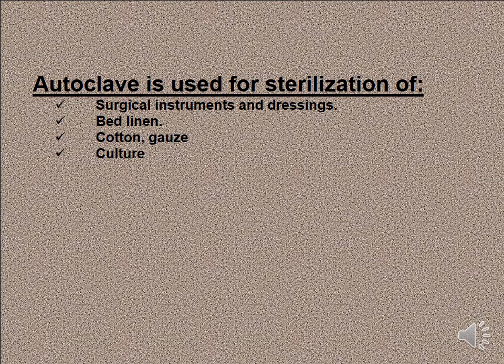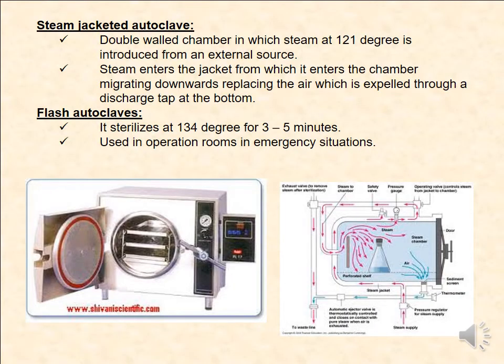For what purpose is the autoclave used? Autoclave is used for sterilization of surgical instruments and dressings, bed linen, cotton gauze, and culture media. We have the steam-jacketed autoclave, a double-walled chamber in which steam at 121 degrees is introduced from an external source.